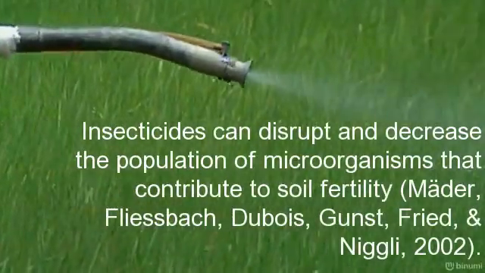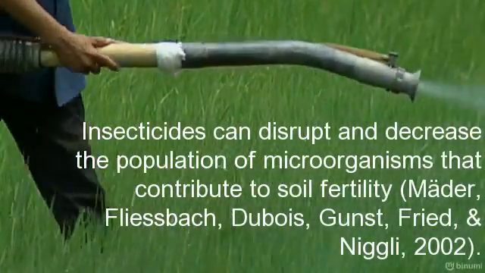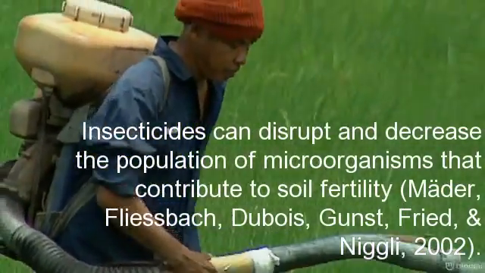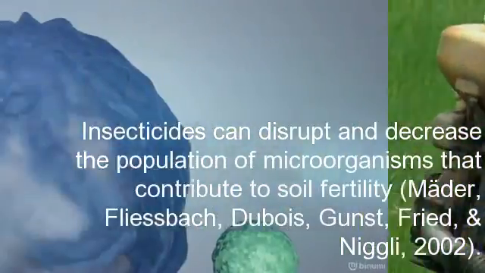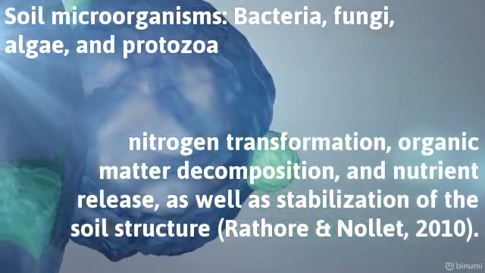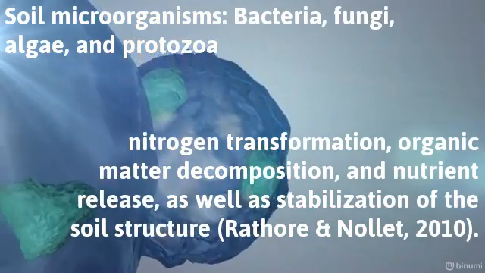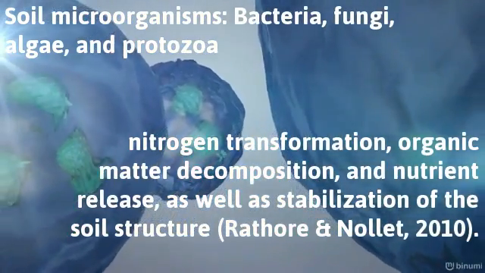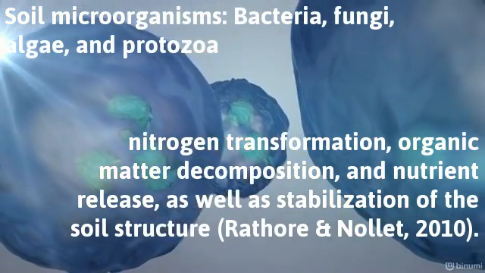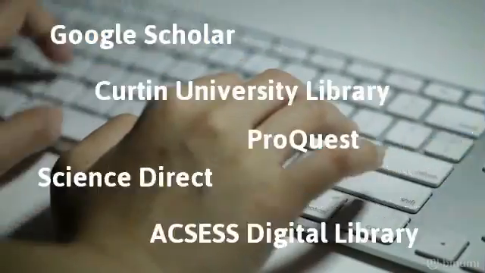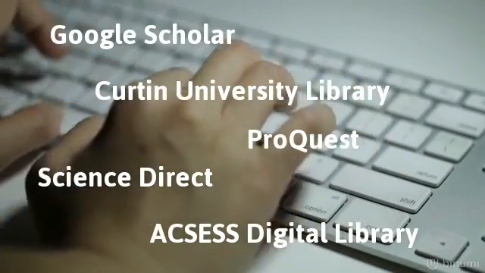The insecticides used for pest control are ending up in the soil, which can disrupt and decrease the population of microorganisms that contribute to soil fertility. These microbes include bacteria, fungi, algae, and protozoa, which all play important roles including nitrogen transformation, organic matter decomposition, and nutrient release, as well as stabilization of the soil structure. Rathor and Nolet.